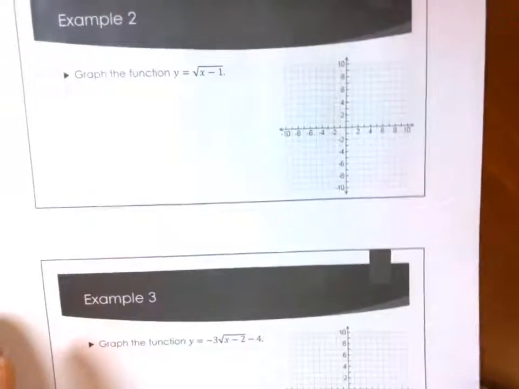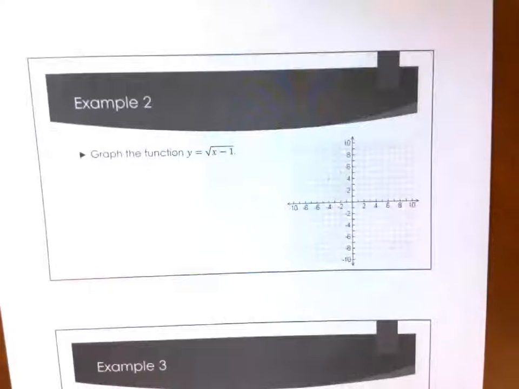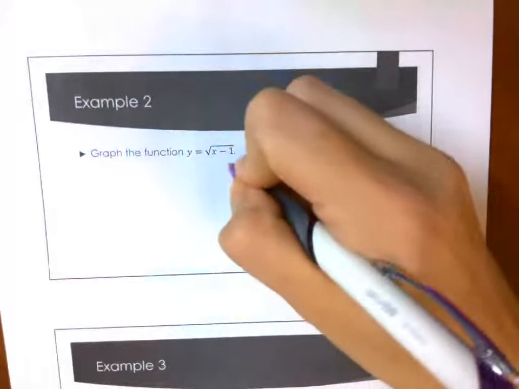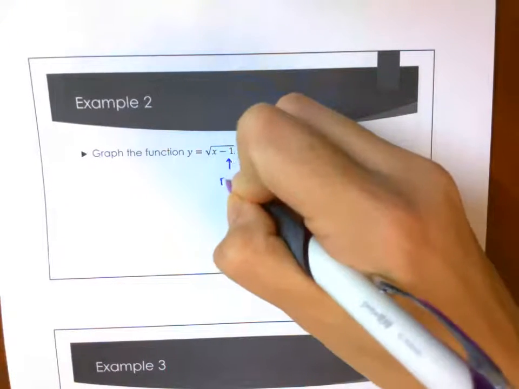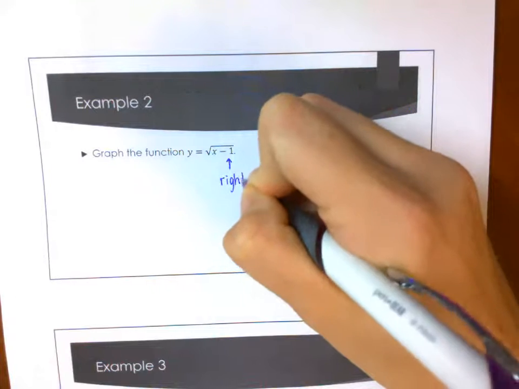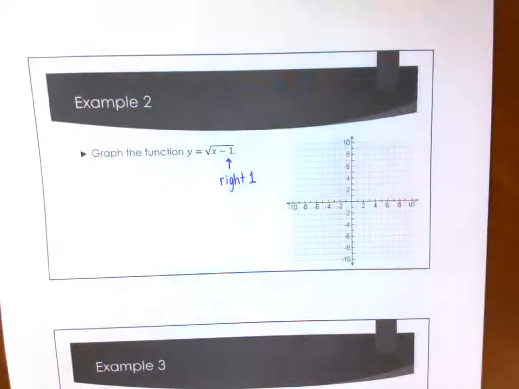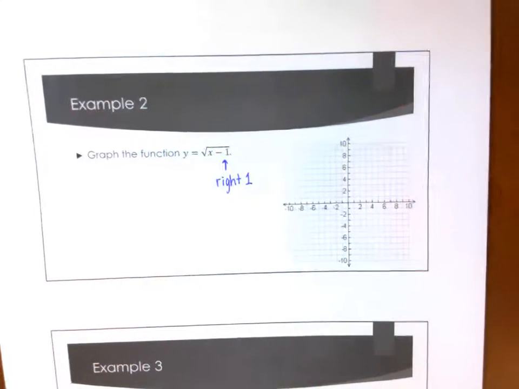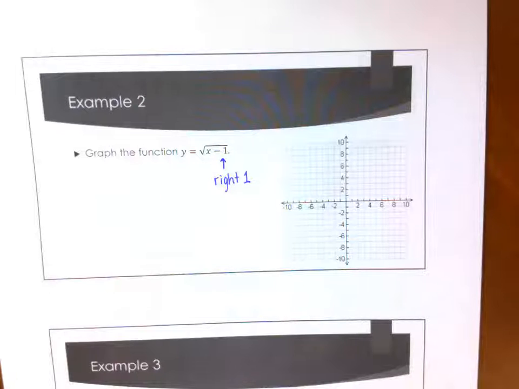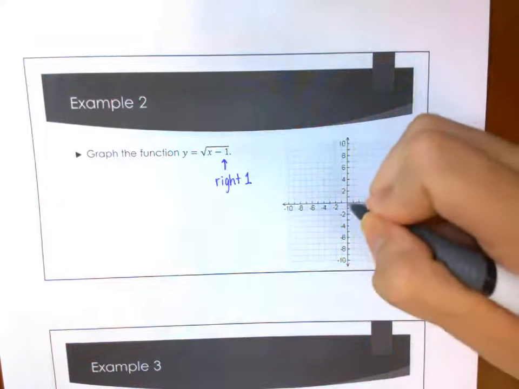All right, let's graph this one. What kind of translation is going to happen here? Because that -1 is inside, we're going to move to the right 1. Remember, if it's inside or under the radical, we do the opposite operation. So putting my parent function on here.